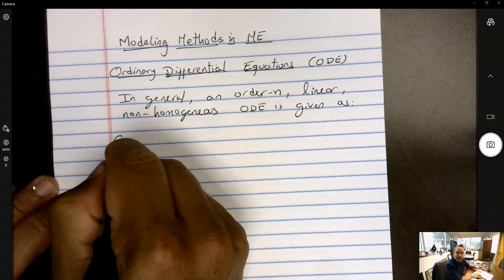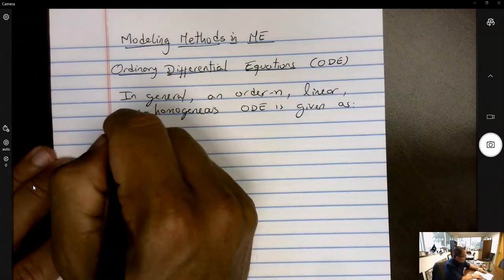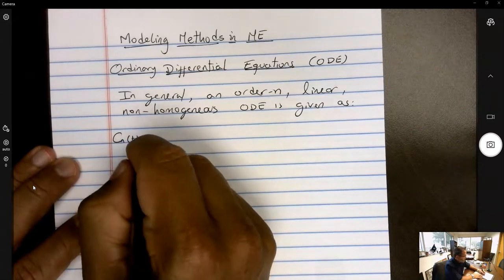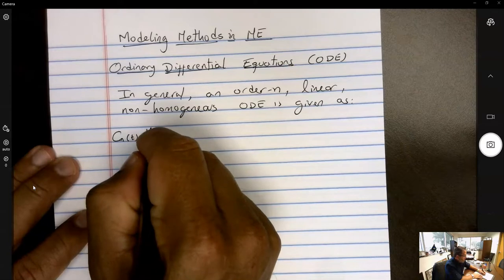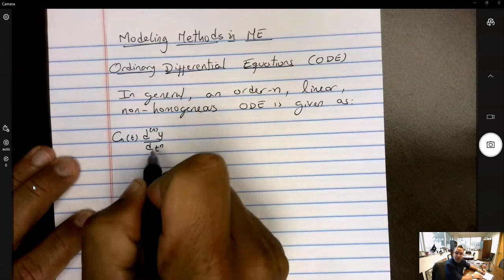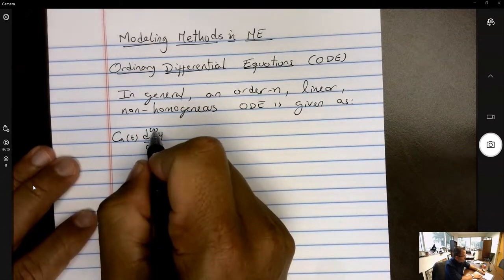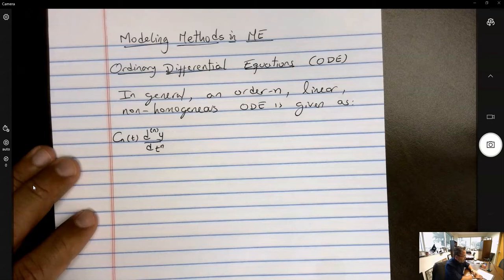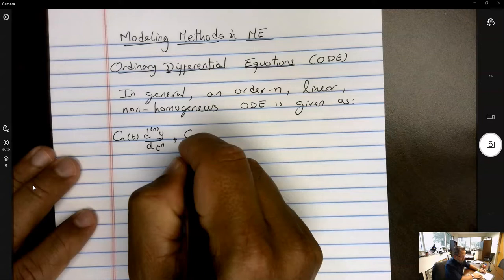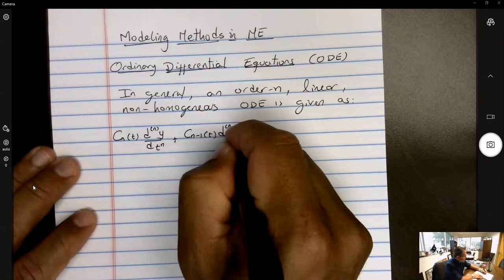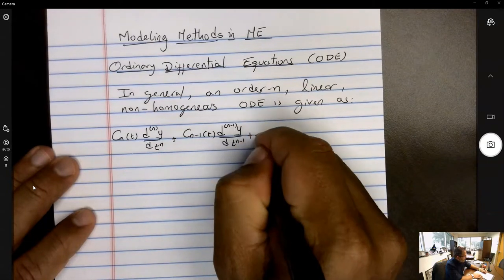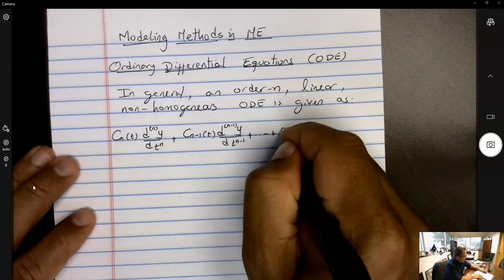We can write an ordinary differential equation of order n as a combination of known coefficients and derivatives of the function that we're seeking. In this case, we're seeking a function y that's a function of t. This is the nth derivative of that function with respect to t to the power of n. This is the coefficient C_{n-1}. So this is a general notation, all the way down to the first order term.